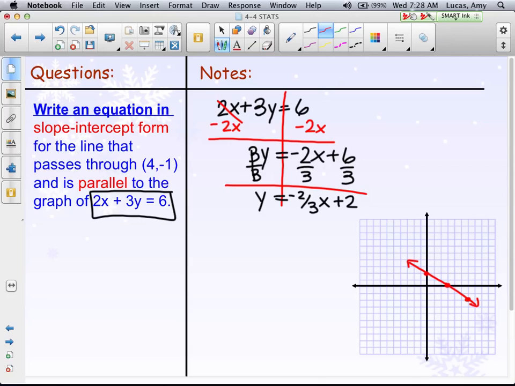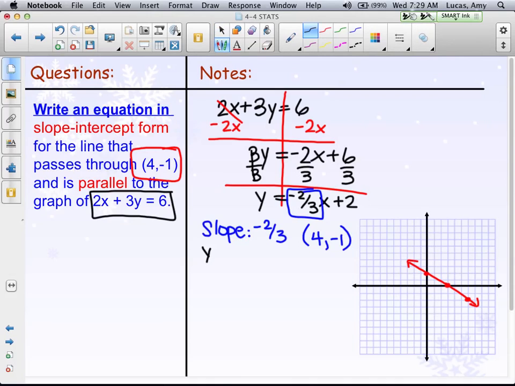And here's my original line. Now from that original line, remember, I need to keep my slope the same, because parallel lines have the same slope. So I keep my slope, and I've got a new ordered pair to use. My ordered pair is (4, -1), and I'm going to plug them into point-slope form.